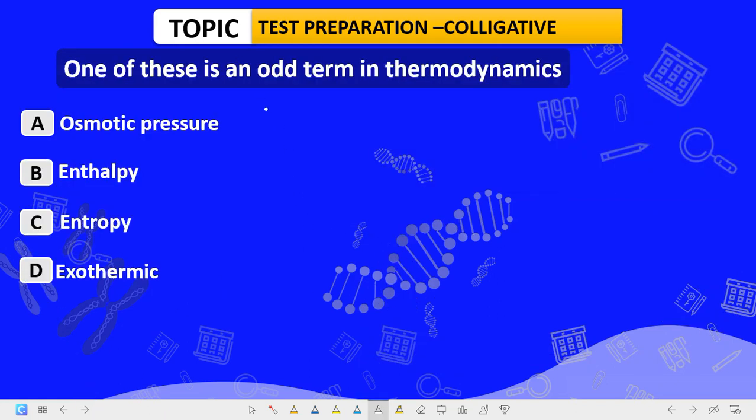Which of the following is the odd term in thermodynamics? You have osmotic pressure, enthalpy, entropy. Enthalpy, entropy and exothermic are terms in thermodynamics. Osmotic pressure is not a term in thermodynamics. Hence, the correct answer is option A, because you are looking for the odd one.